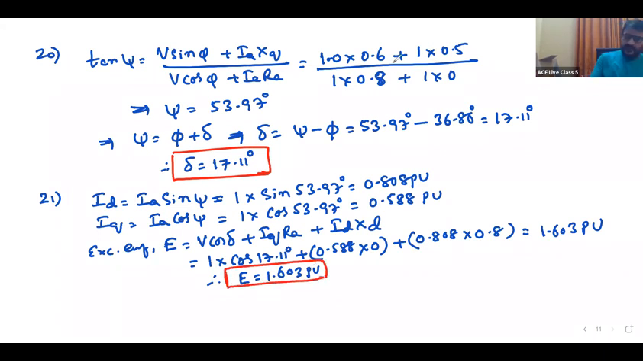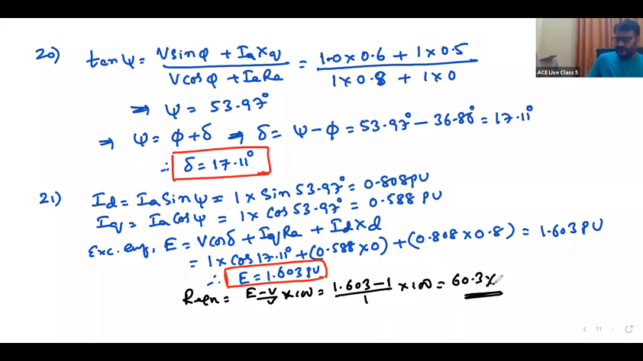Now, regulation. If you want to find regulation, what is the regulation? Regulation is equal to (E minus V) by V into 100. What is E? E is equal to 1.603, minus 1, by 1, into 100. So it is equal to 60.3%. So voltage regulation is 60.3%. Right?